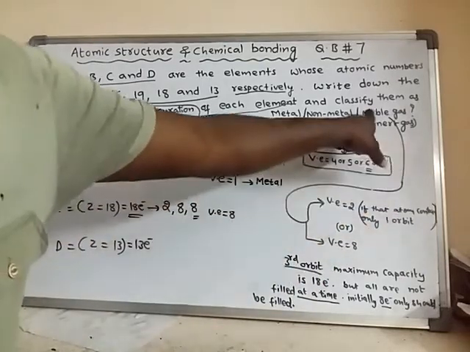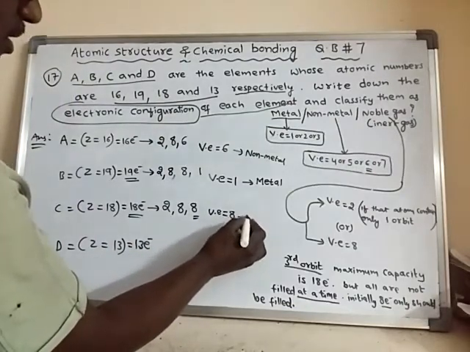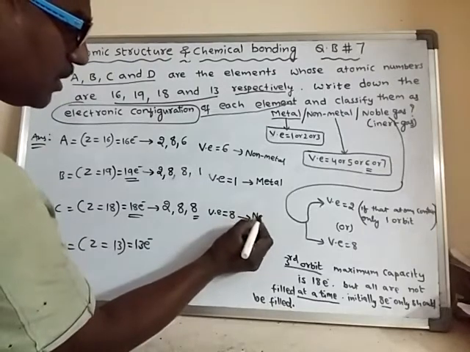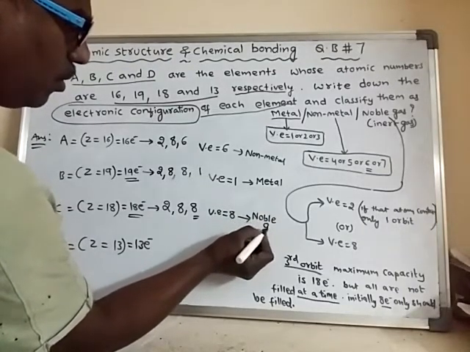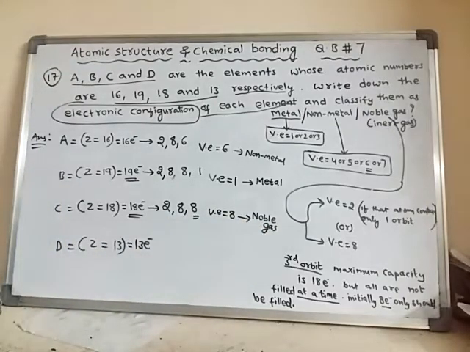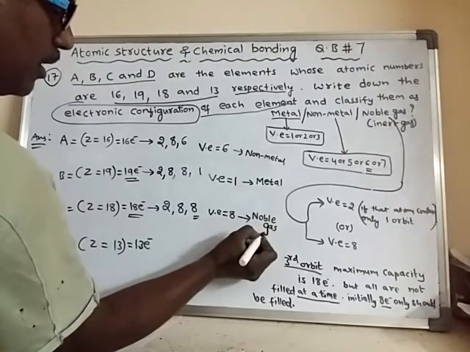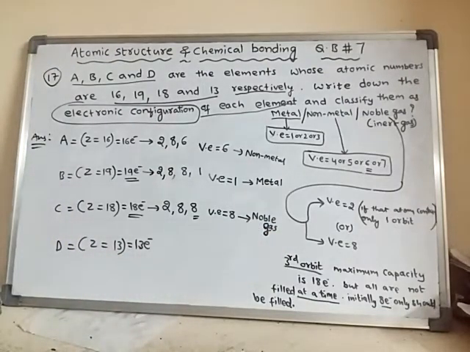If valence electrons are 8, then it is related to what? Noble gas, or inert gas atom. Hence element C is classified under noble gas. Right? It is classified under noble gas. Which one? Element C. Now let us see element D.